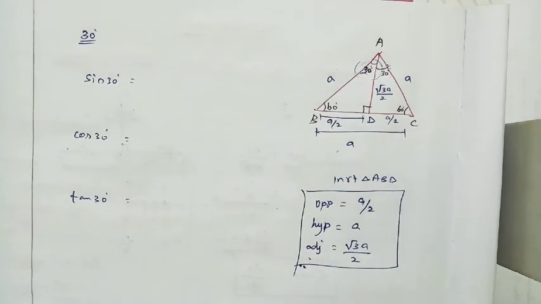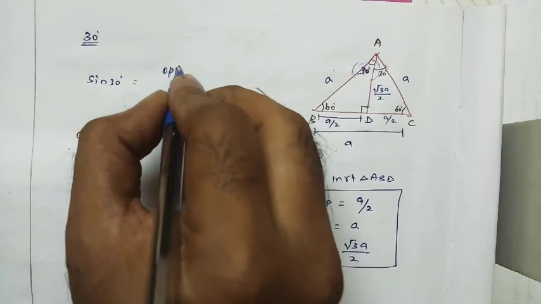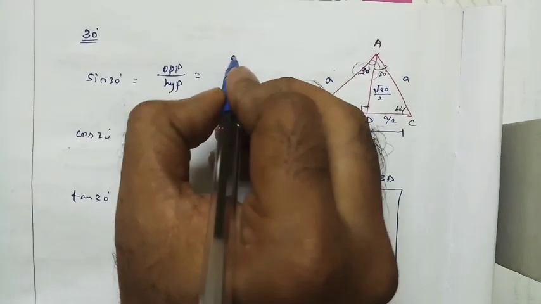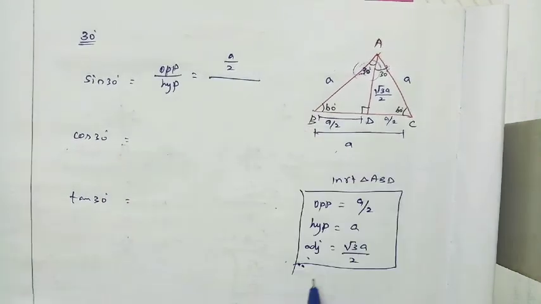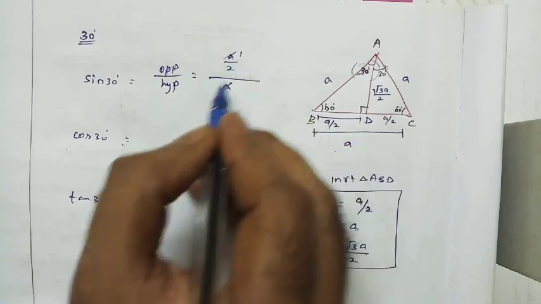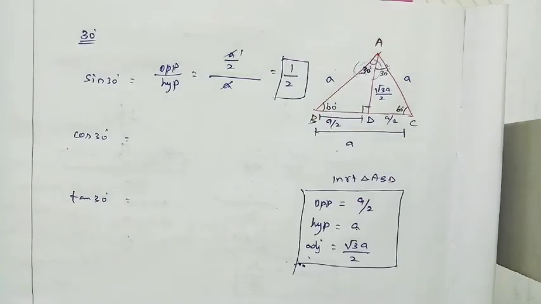Now what do we need? Sin 30. What is the value of sin 30? Already we know the trigonometric ratio. Sin theta is nothing but opposite side divided by hypotenuse. The opposite is A divided by 2, whole divided by hypotenuse A. Just cancel A alone, so it is nothing but 1 by 2. So sin 30 degree is 1 by 2, right?